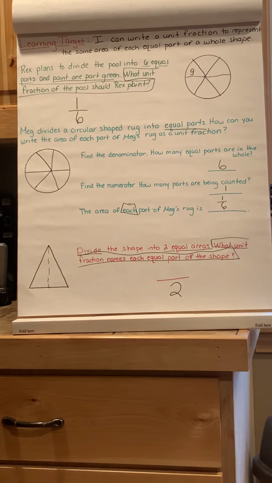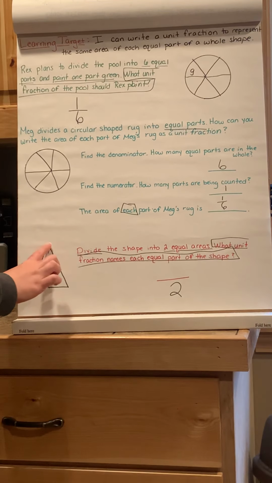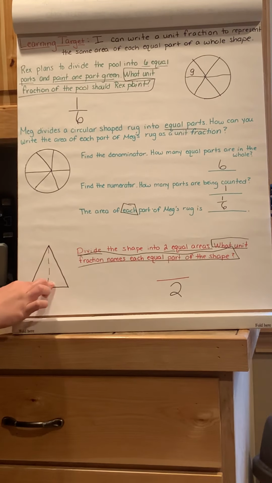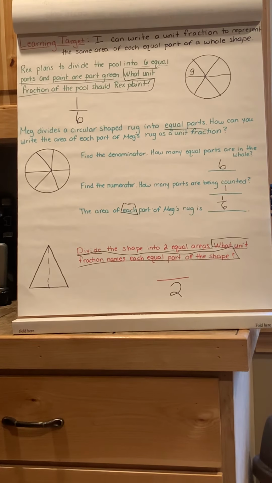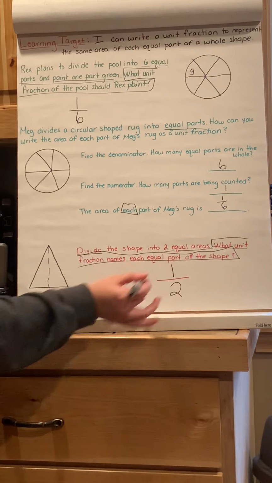Now they're asking me, what's the unit fraction? What names each equal part? So say I'm just talking about this part right here. If I were to shade this a different color, what would that fraction be? Well, 1 out of 2 would be a different color. So my unit fraction for naming each equal part of the shape would be 1/2.